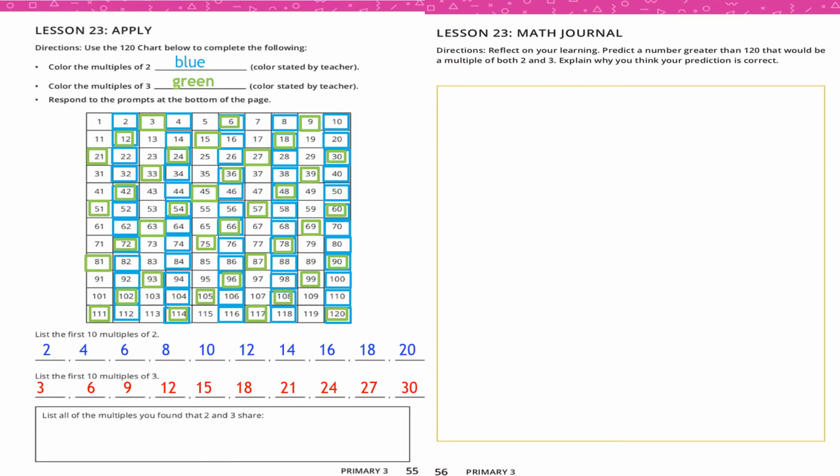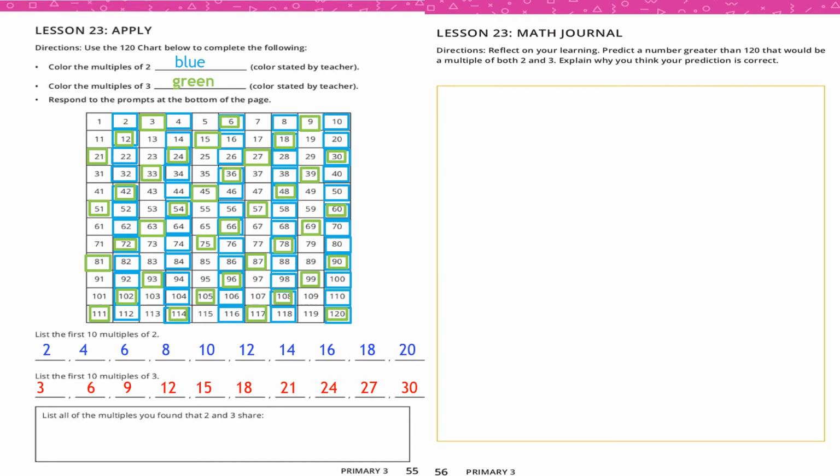Now he wants me to list all multiples you found that 2 and 3 share together. It means the multiples of 2, and also we can find them in multiples of 3. Let's look at multiples of 2. Do we have number 2 in multiples of 3? No. Do we have 4 in multiples of 3? No. Do we have 6 in multiples of 3? Yes, we have 6 in multiples of 2 and 3.